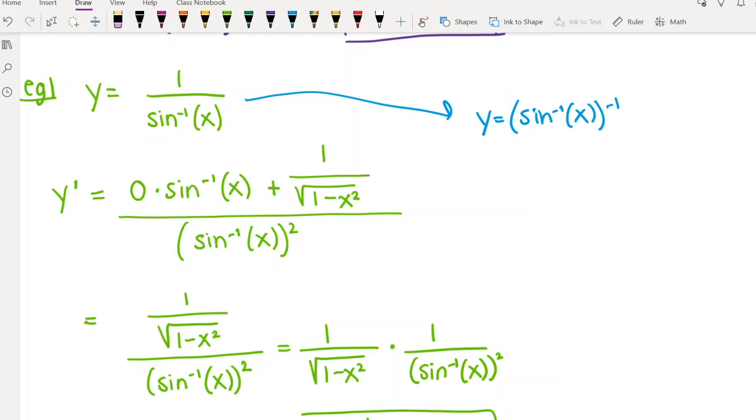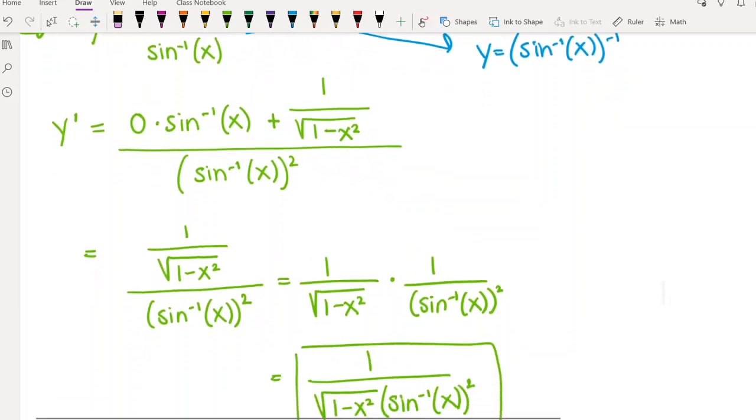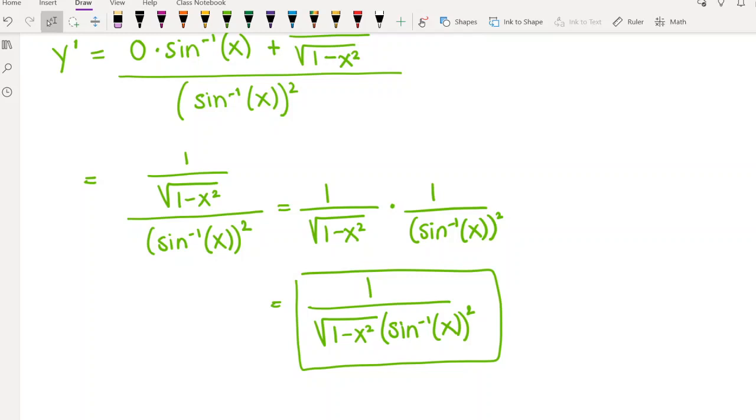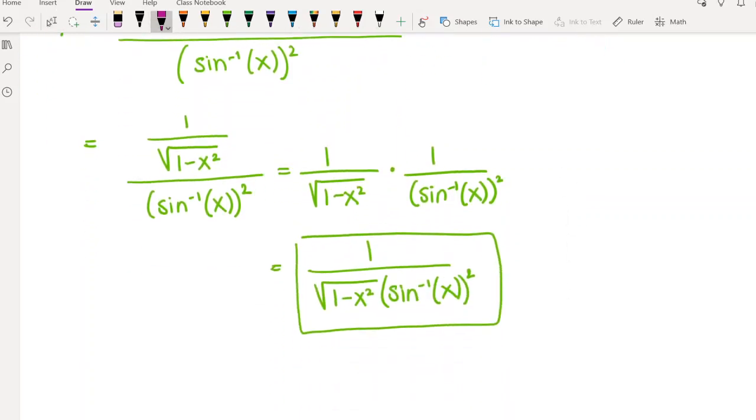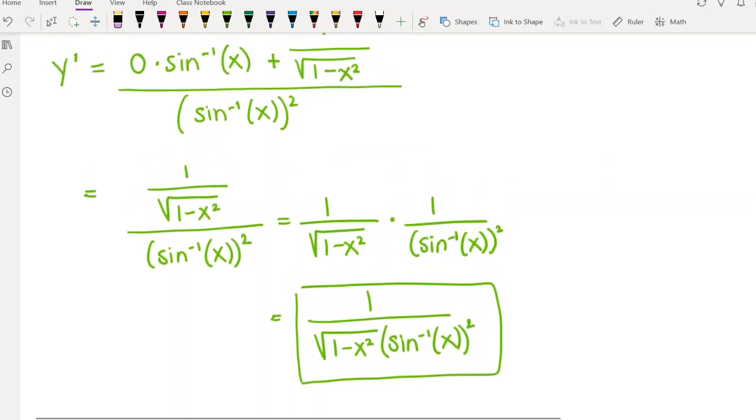So if you were to use the chain rule, doing the outside derivative is where you would get this part from. And then this part comes from the inside derivative, the derivative of inverse sine. So I would encourage you to try that if you want to verify for yourself that it comes out the same. That would be a fun thing to try.